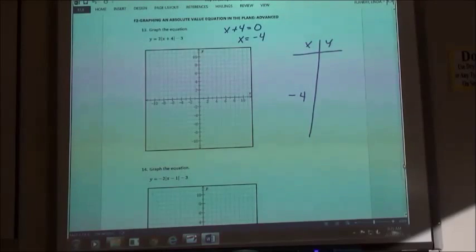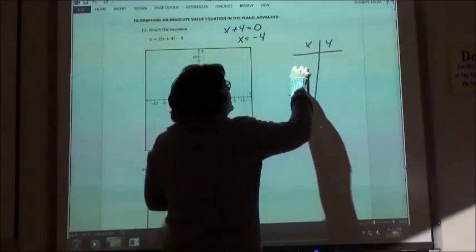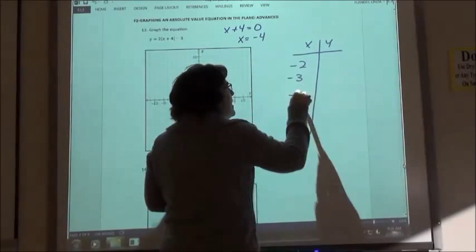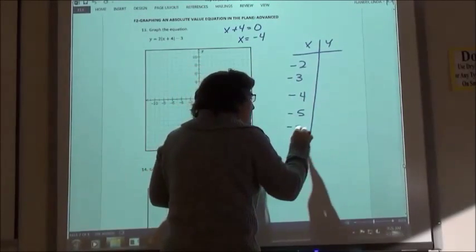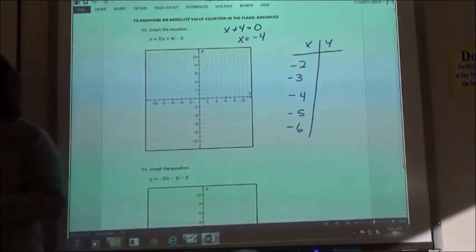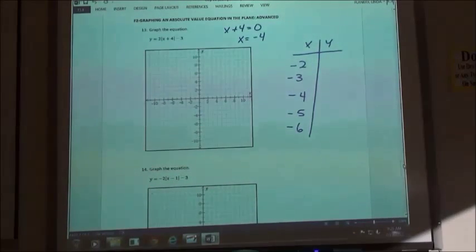Then when I do my graph, I want to do 2 points on each side of that. So I would say, okay, negative 2, negative 3, negative 4, negative 5, and negative 6 are the 5 values I want to put in my table.